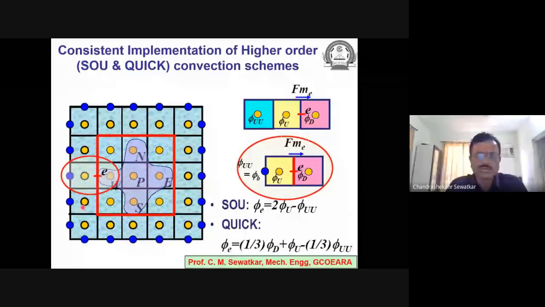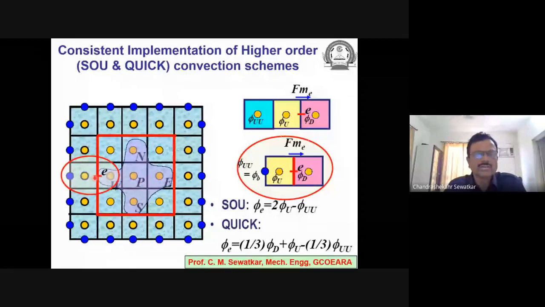However, when there is a border control volume, the distances are different. So the boundary conditions change, and we need to modify the expressions for convection schemes. If it is a first order convection scheme, the expression will be the same. That is, this value will be assigned to the face. If it is central difference scheme, the average of this value and this value can be taken.